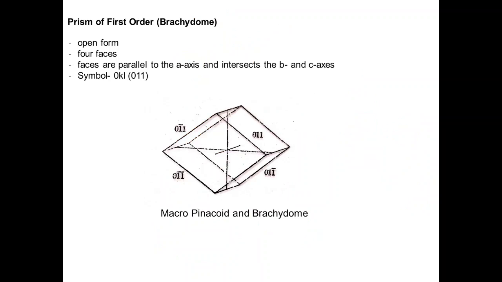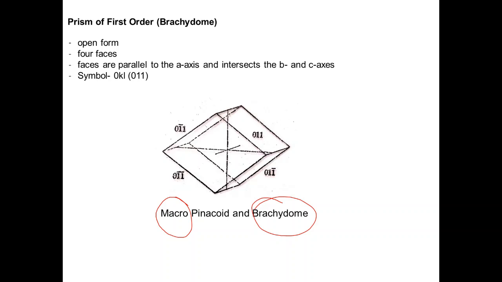Similarly, for brachydome, which is an open form, how is brachydome defined? Brachydome is defined as an open form with four faces which is running parallel to the a axis and intersects the b and c axes. That is why the name brachydome. For closing the brachydome, you will have to use the macropinacoid. I hope now it is all clear.